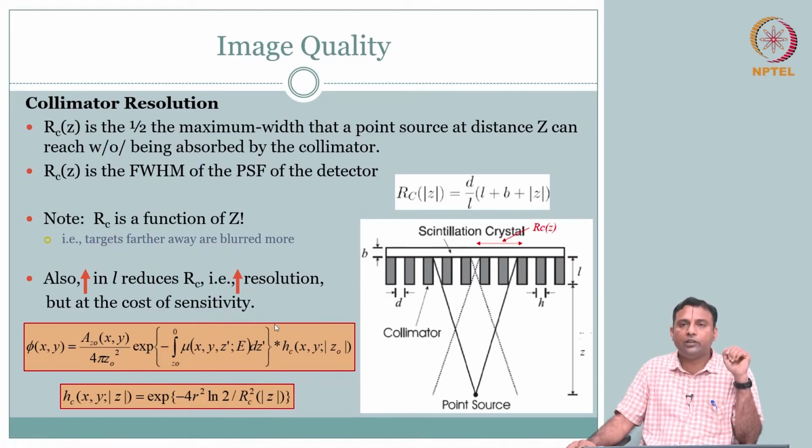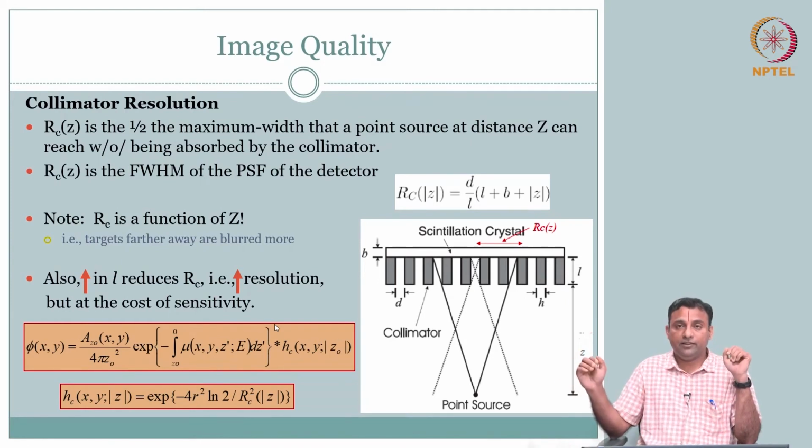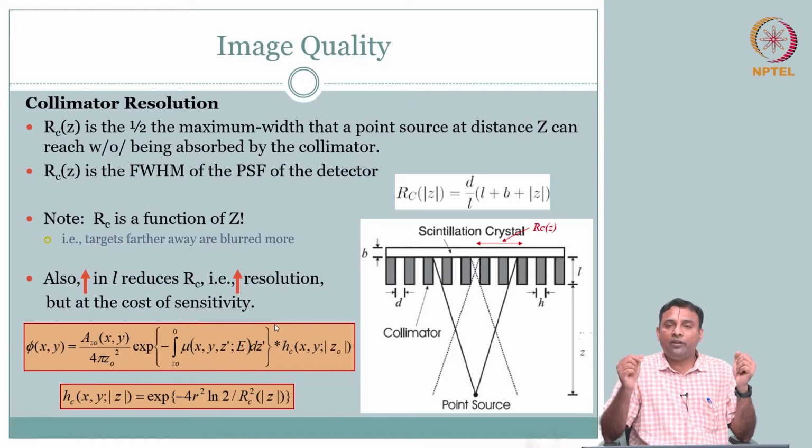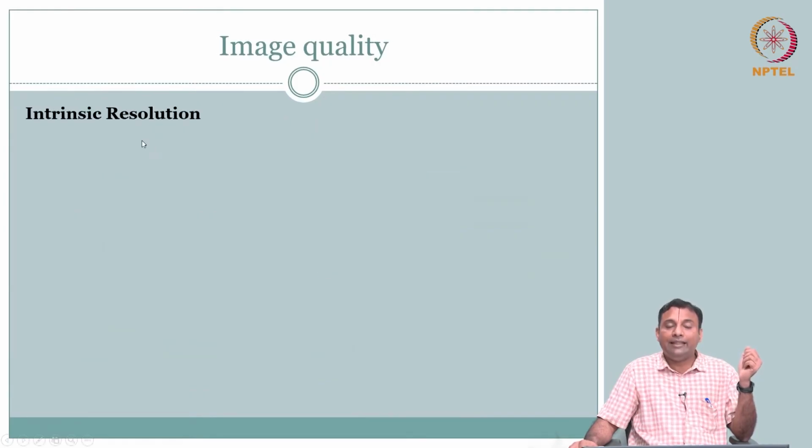Is there any other resolution that we are worried about? Because we are interested in the image. After the collimator, what is there? You have a scintillation crystal. Even in the image intensifying screen we noticed there was an effect of thickness. So that should also have a part. We call that the intrinsic resolution.